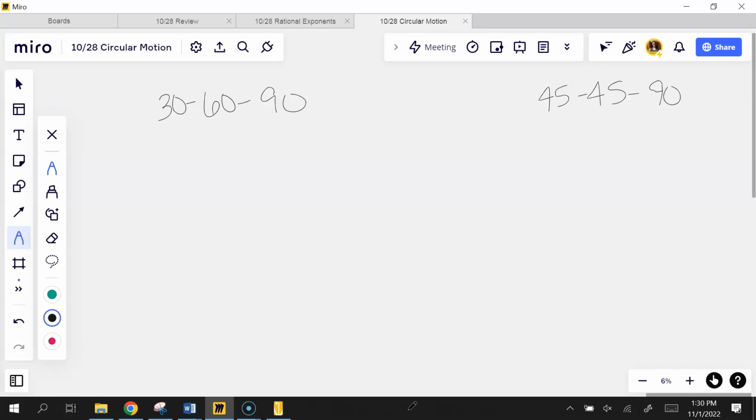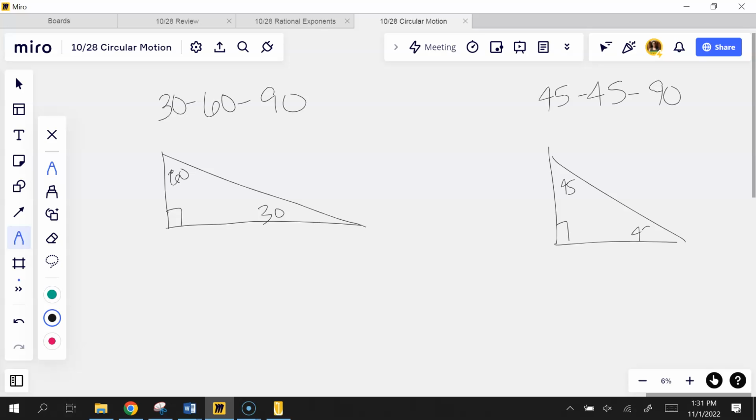So 30, 60, 90. This would be my 60 degree up here. This would be my 30, and I just know that because I'm looking at which leg's shorter than the other, right? The bigger the angle, the longer the leg across from it. And then 45, 45, 90. If the angle's the same, what do you think about the legs? They have to be the same as well. That's an isosceles right triangle. Isosceles means 2 legs are the same.